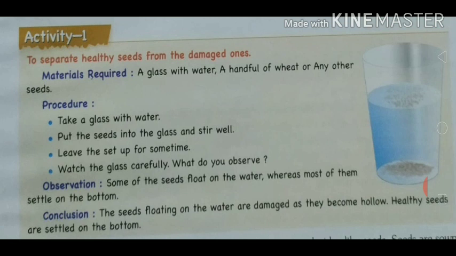So in this way the floating seeds are discarded by farmers, and the best quality seeds which settle down, farmers use for sowing.